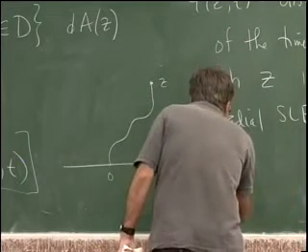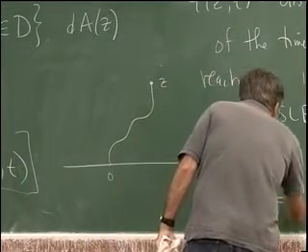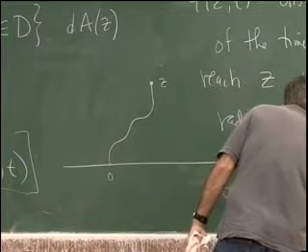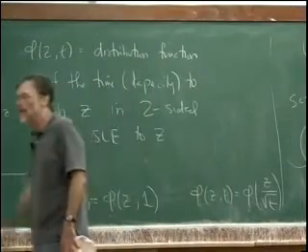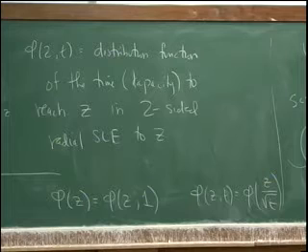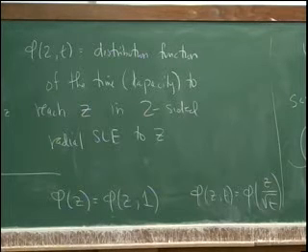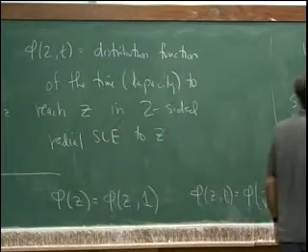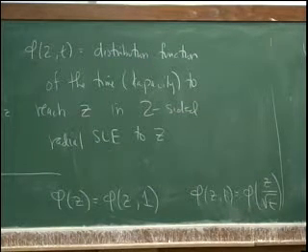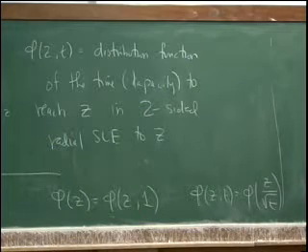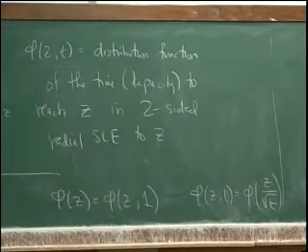Just notation, I write phi z for phi z 1, and then phi of z t is the same as phi of z over square root of t. So it's really a function of one complex variable, not really of a complex variable and a time. Okay, this looks a little tricky.